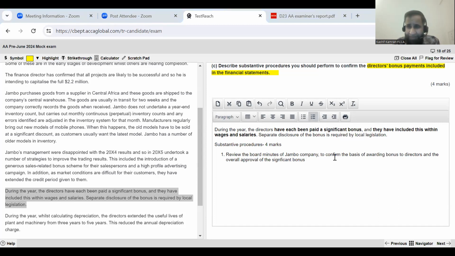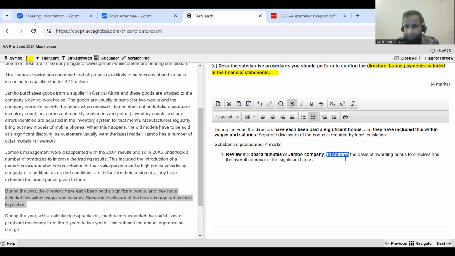Yes, the basis is the criteria, right? So review is the action. Board minutes is the subject matter. Review what? Board minutes. Okay, of which company? Jambo. For what? To confirm. To confirm what?